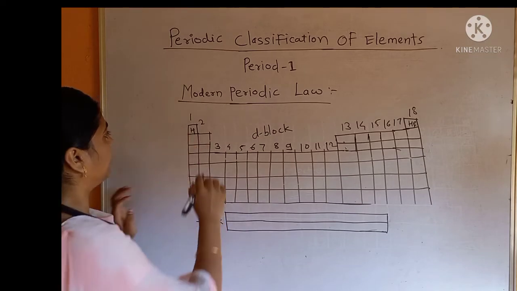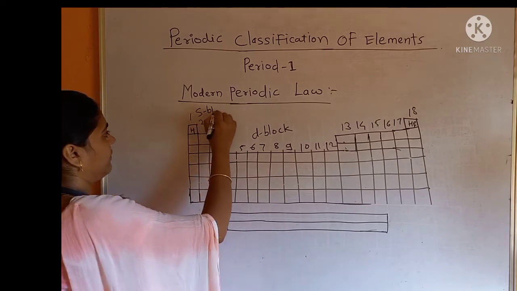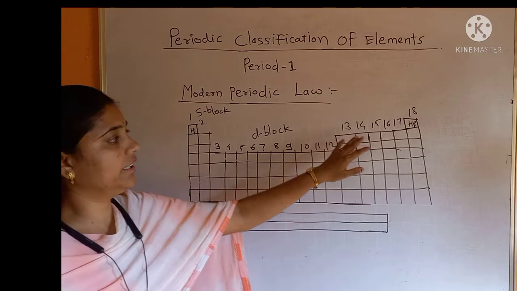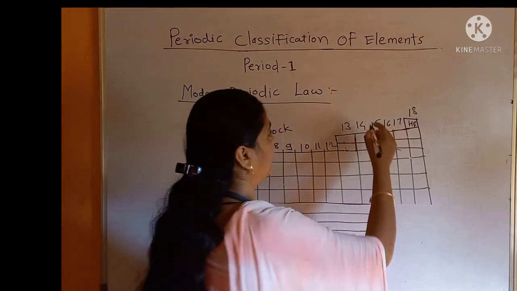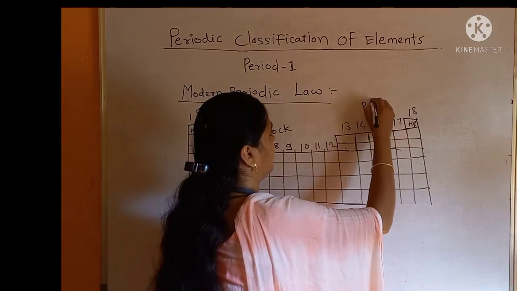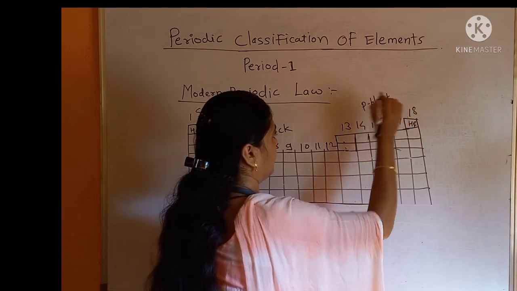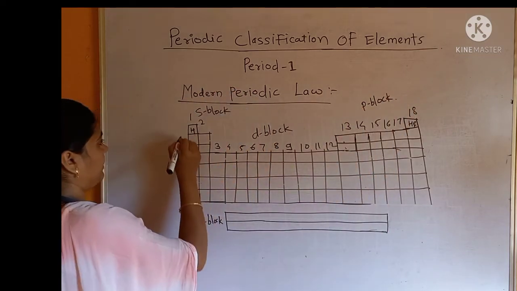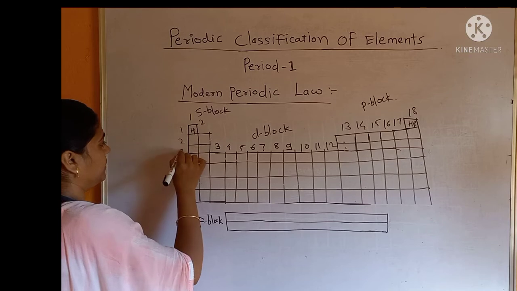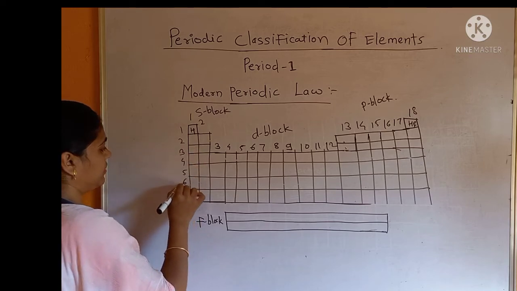Group number 1 and 2 are called the S block elements. And group number 13 to group number 18 are called the P block elements. Okay, P block elements. So how many periods are there? 7. 1, 2, 3, 4, 5, 6, 7.